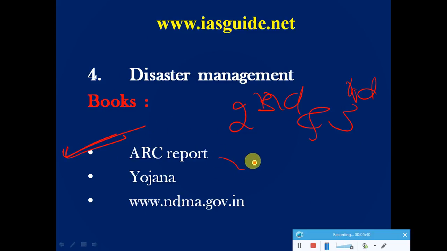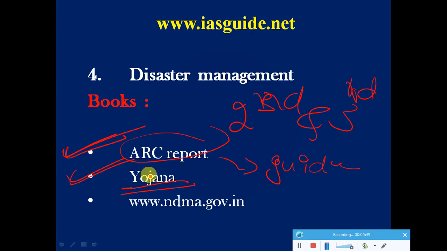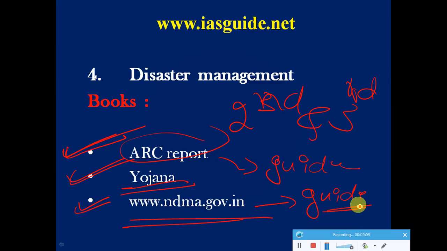There are also guidelines for disaster management. You can also study the guidelines in these reports. After that, you can go for Yojana special issues on disaster management, very helpful. And you can also go for the disaster management website of the government. In this they have given major policies and even the guidelines for disaster management. This website, this magazine and this report, all these three are very much important when it comes to disaster management.